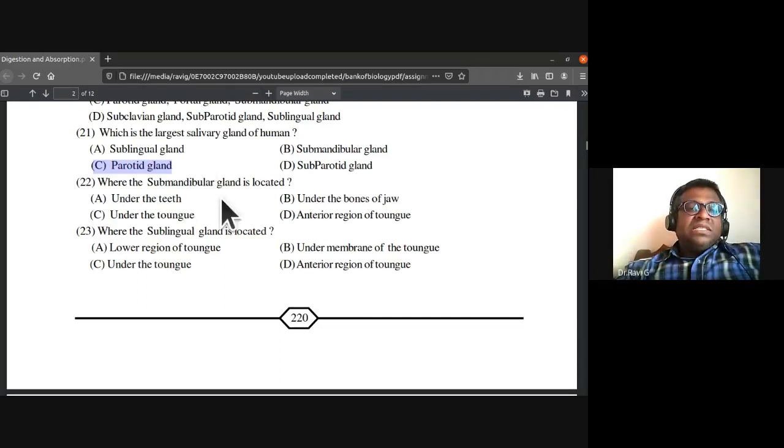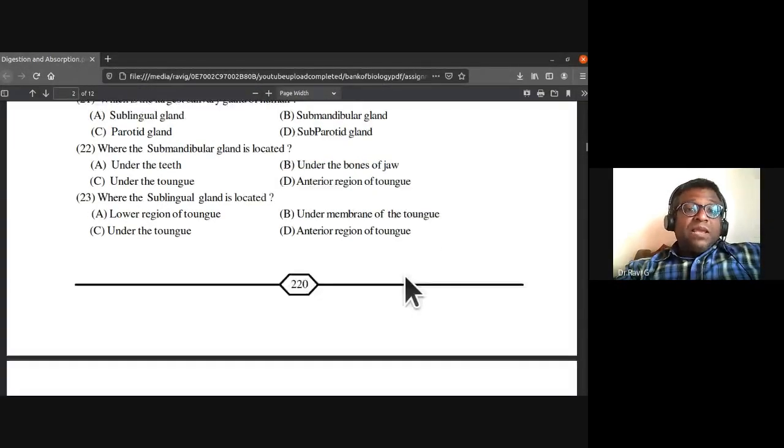Where is the submandibular gland located? Under the teeth, under the bones of jaw, under the tongue, or anterior region of tongue? I probably feel it is under the bones of jaw, submandibular it is. 22nd, let us check out the answer. It is submandibular, under the bones of jaw is the right answer.